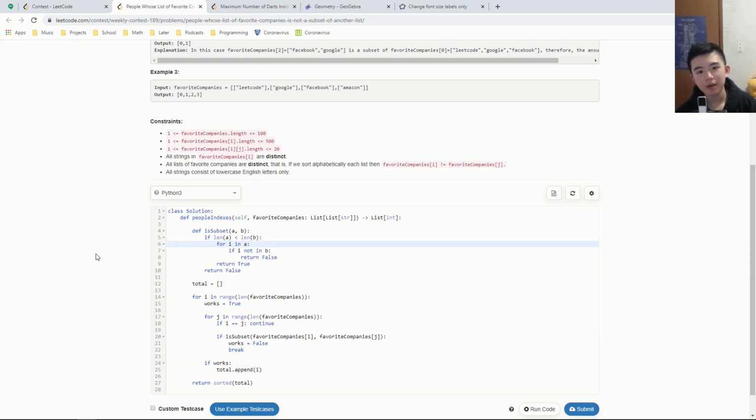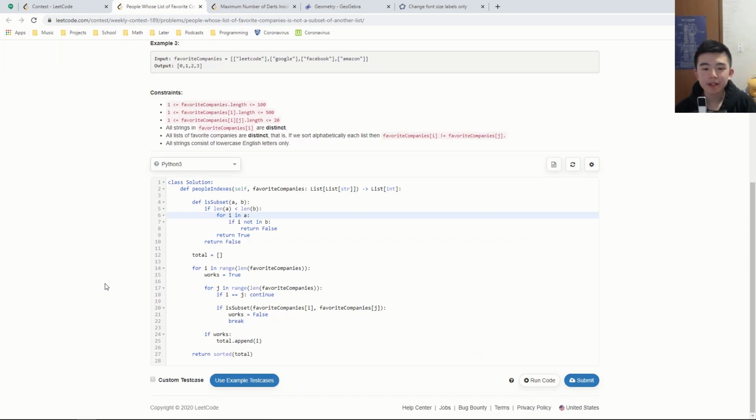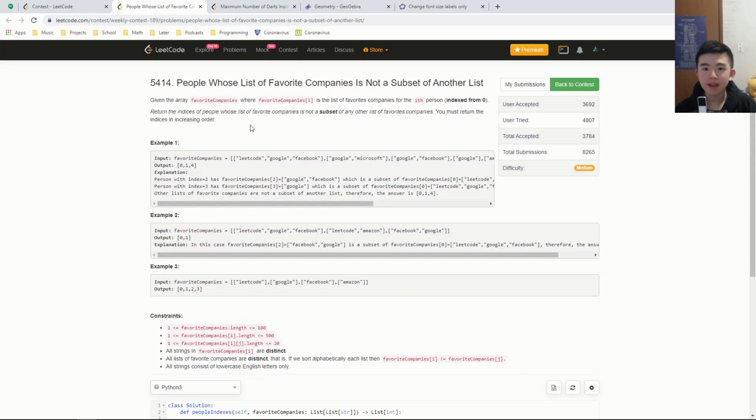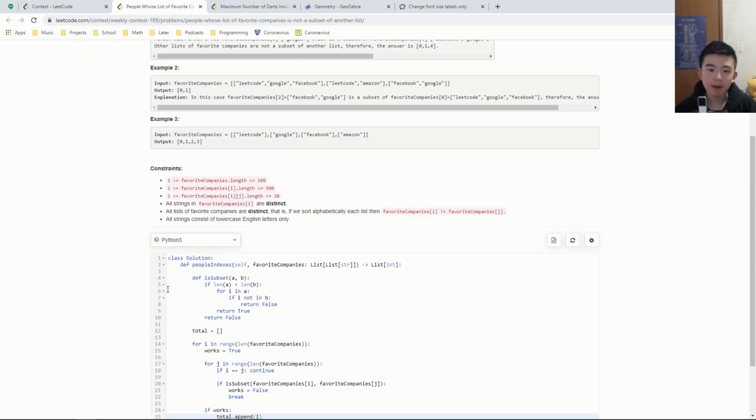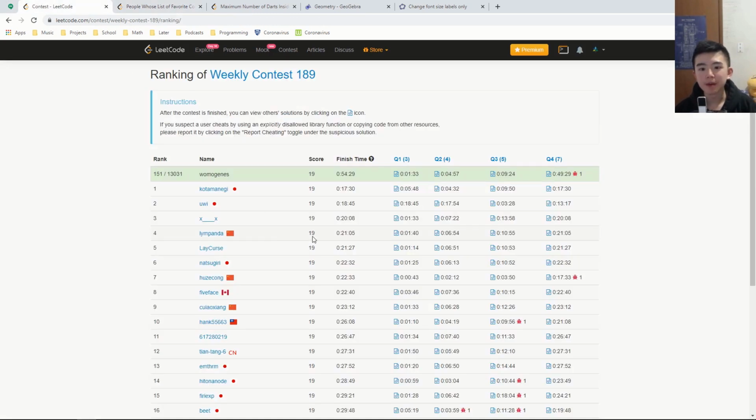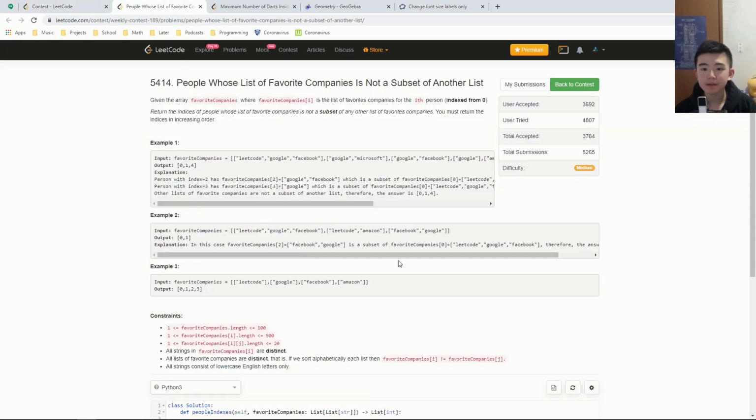So n squared would be 100 squared, which is 10 to the 4, and then multiplying on the extra 20 for comparing if it is a subset would make it 10 to the 5 times 2, which is short enough, and it actually works. And at the very end we have to remember to return the indices in increasing order, so maybe that might have caused a few bugs for a few people. I'm not sure. Probably not too many though.